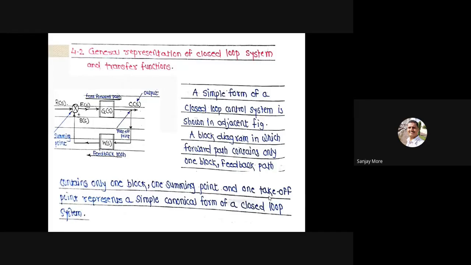Within 1 minute draw this diagram. All these summing points, reference points and takeoff points here. Give the heading general representation of closed loop system and transfer function and draw this diagram within 1 minute.